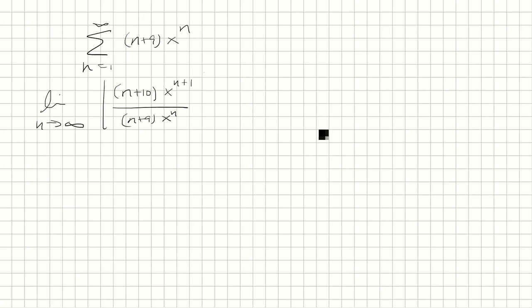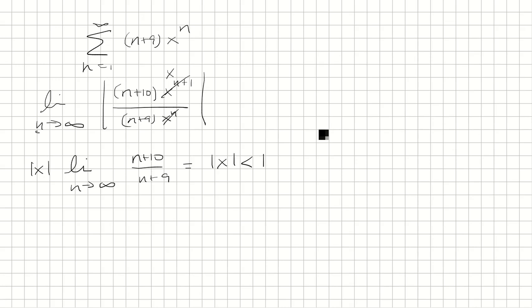And we're going to look at the absolute value of this. We're going to simplify. x to the n plus first over x to the n is just x. And this x is inside the absolute value, so we'll bring it outside because it does not depend on n. And now we can remove the absolute values, and we'll see that this limit goes to 1. So the absolute value of x times 1 is the absolute value of x, and the ratio test converges if the limit is less than 1.